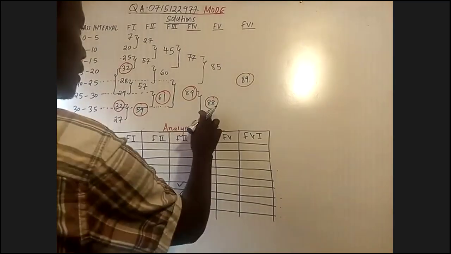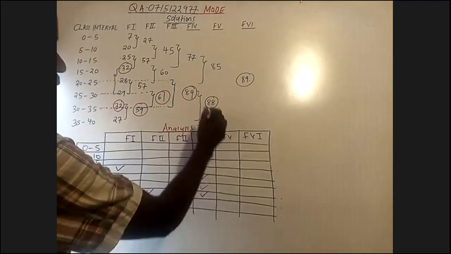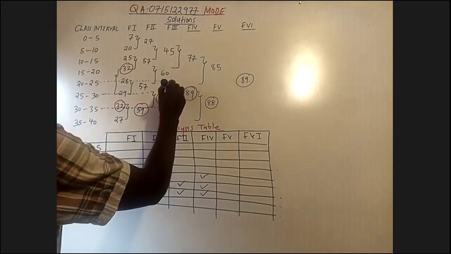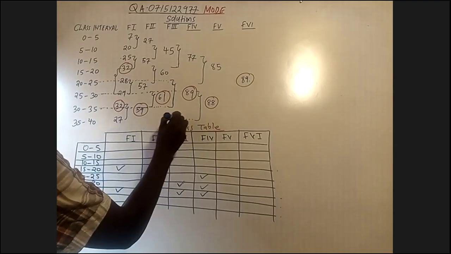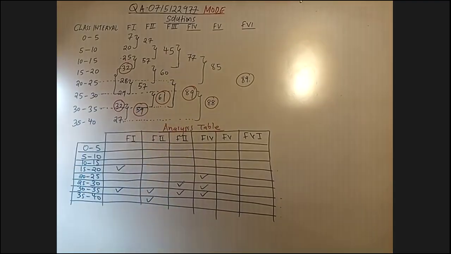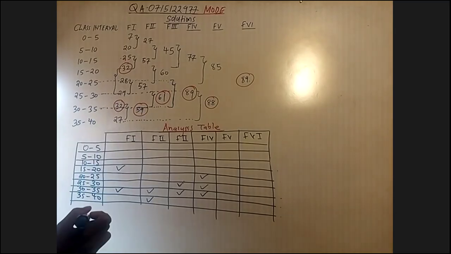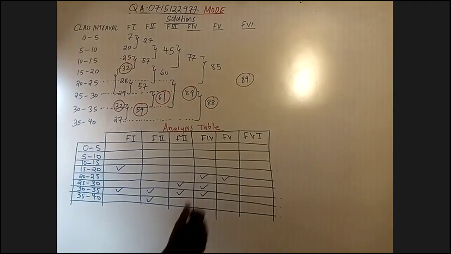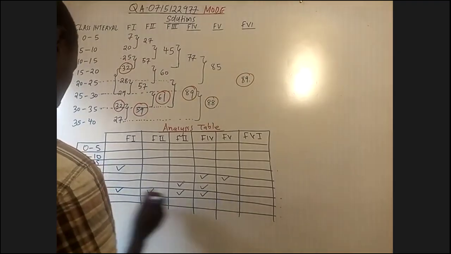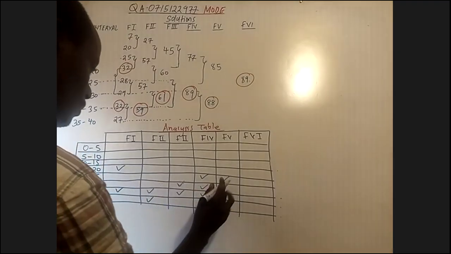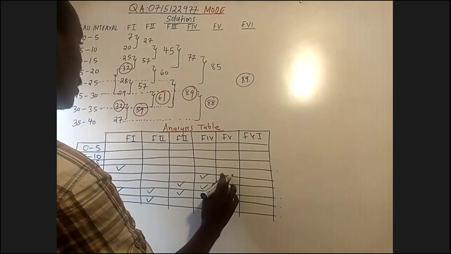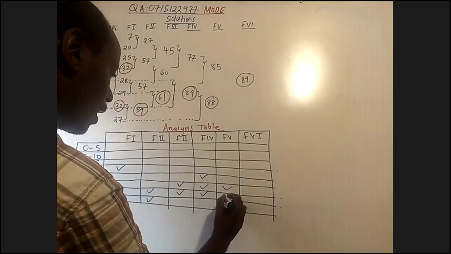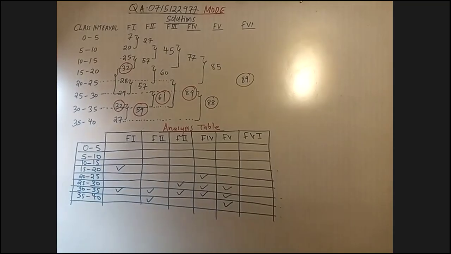Next, 88. 88 is our 5. It is on this line and on this last line. Now, analyze between which and which? 25 to 30, and then 32. This should be 25 here, and there and there. Is that correct? Yes. Okay, let's go to the last one.